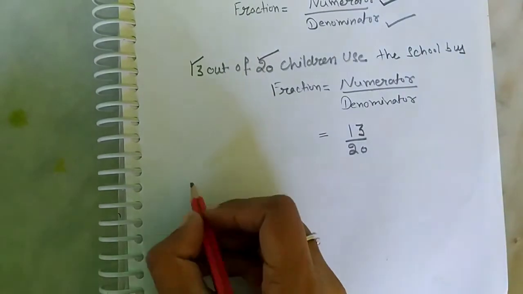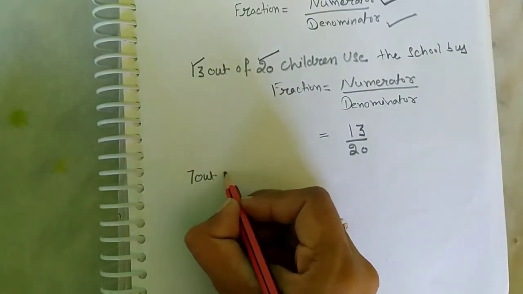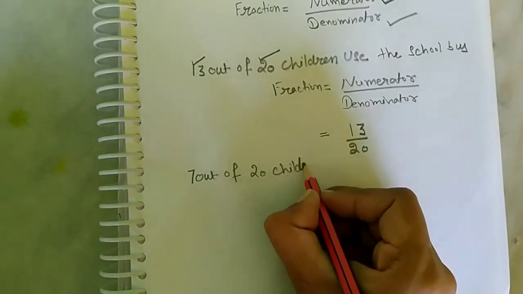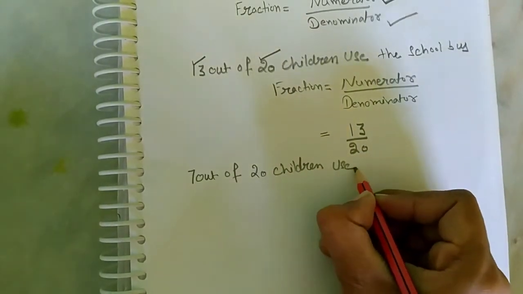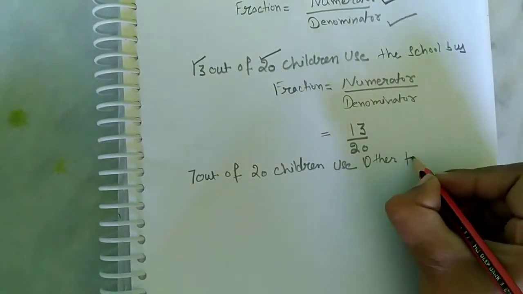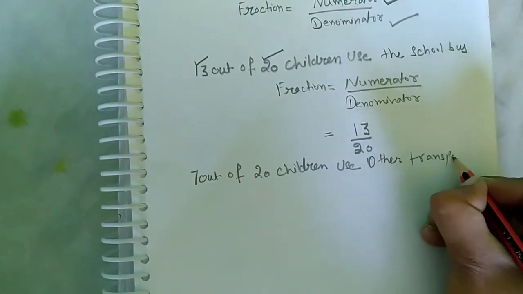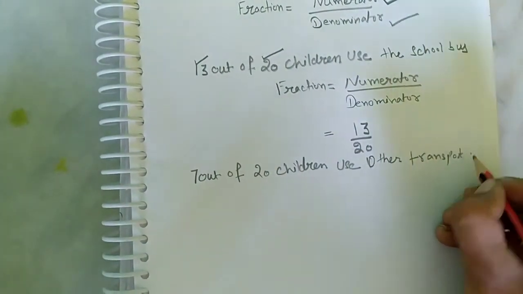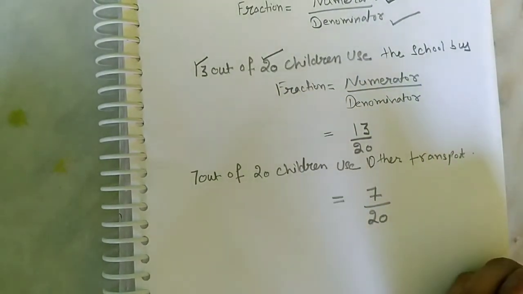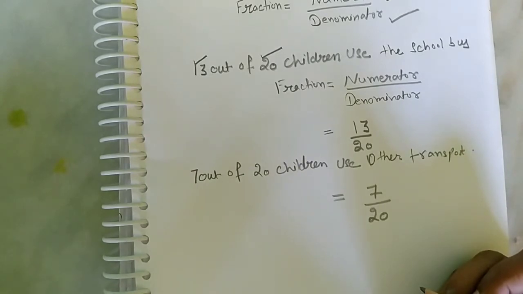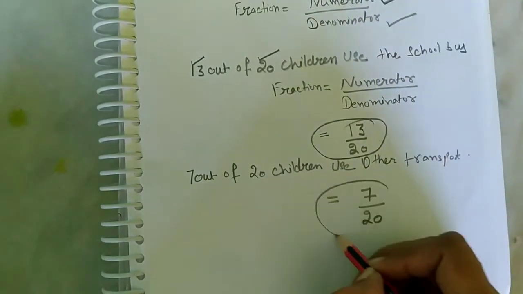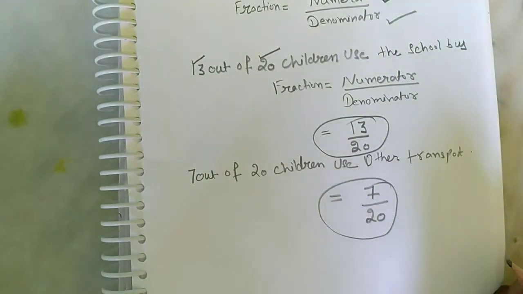Next, 7 out of 20 children use other transport, other means of transport. It means our fraction is 7 by 20. Okay, so in this way we create fractions of a collection.